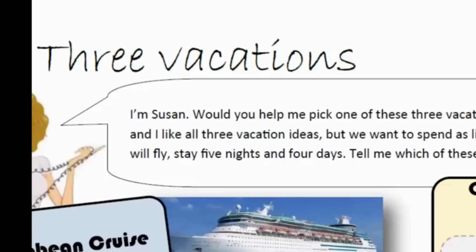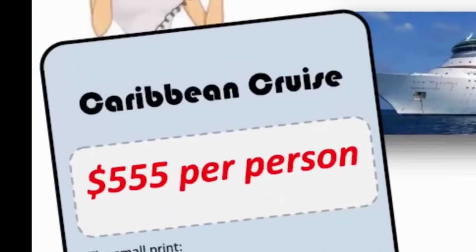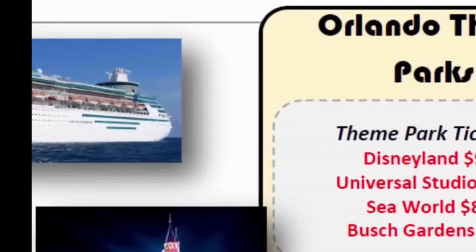Let's look at the details of what kind of vacations they are. The Caribbean cruise is the simplest. It's $555 with almost everything included. The only thing it does not include, it says here, is airfare. So we have to buy plane tickets to get to Miami. Orlando has theme parks. And so they're going to spend 4 days and look at each theme park.